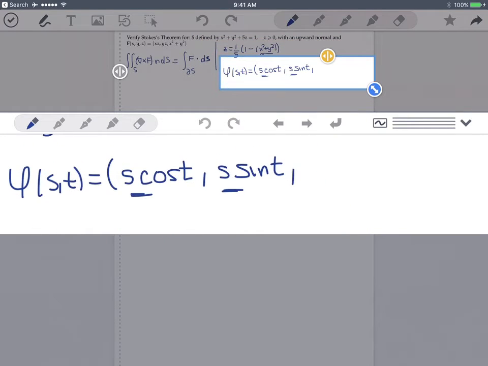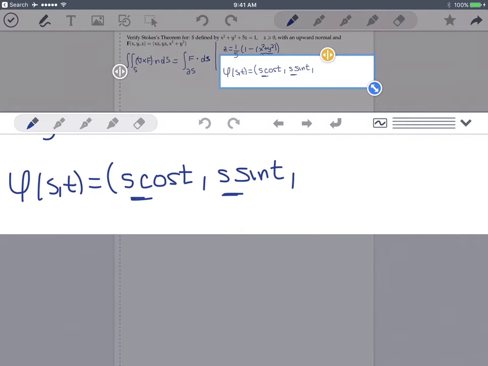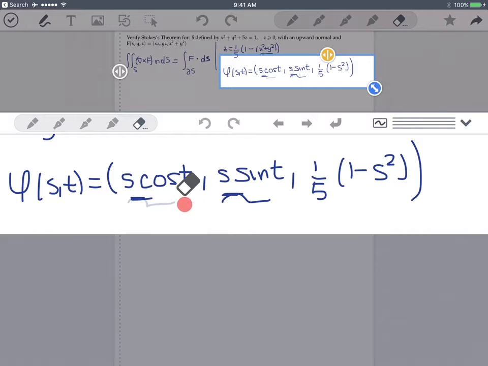So this really is just going to become 1 over 5 of 1 minus s squared. Because if you write x squared plus y squared, where this is your x and this is your y, you get s squared. Okay, so that's my phi.